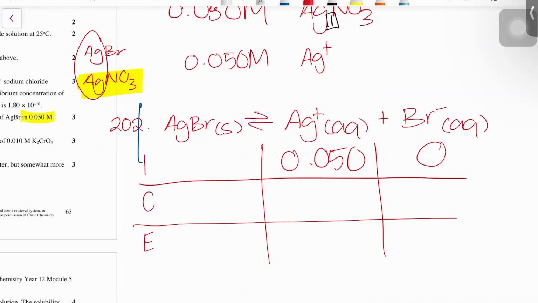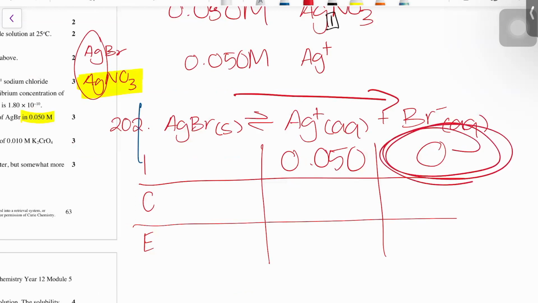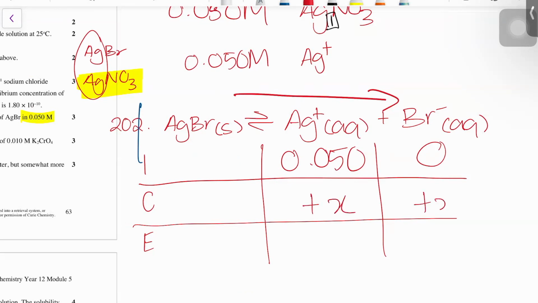And then the rest is the same. I still shift that way because I still need to make some of this. So what's my change in Ag+? x. Good. Now the only thing that differs is when I add it together, this E part becomes 0.050 plus x, and this one is still x. Everything else stays the same. The procedure stays the same.